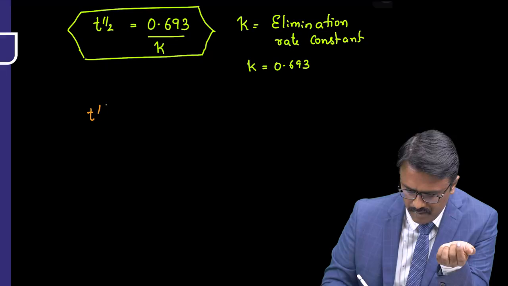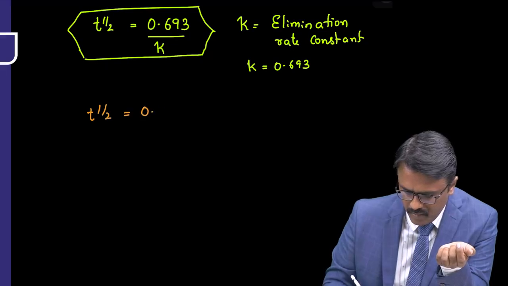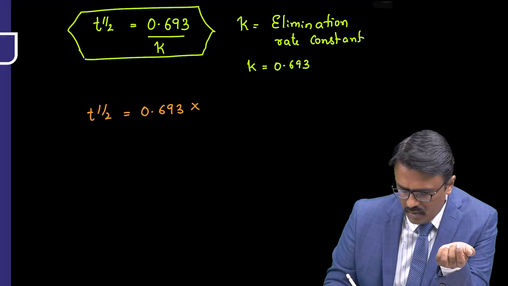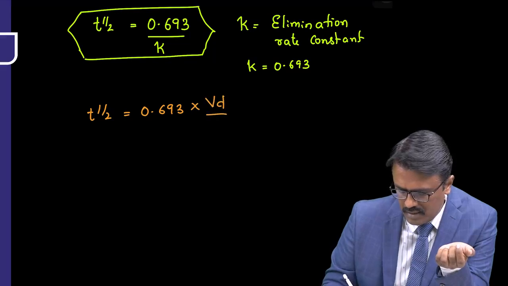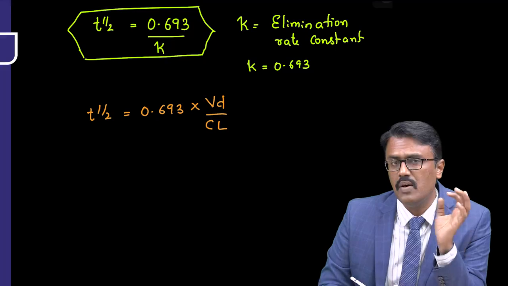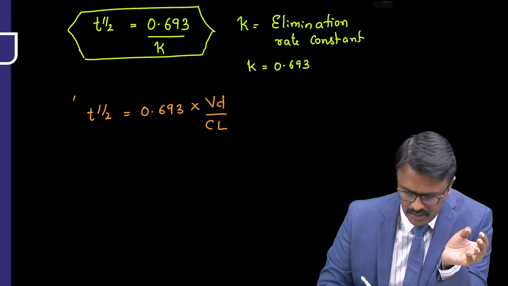Yes, sir. Half-life is also given by 0.693 times volume of distribution divided by CL. CL stands for clearance, VD stands for volume of distribution. Again, this formula.